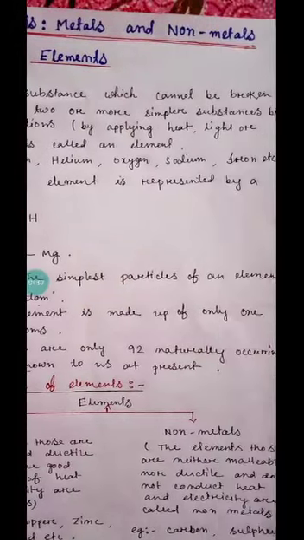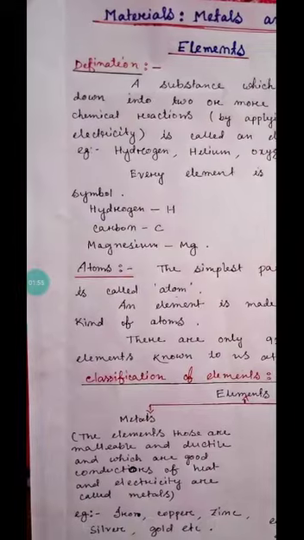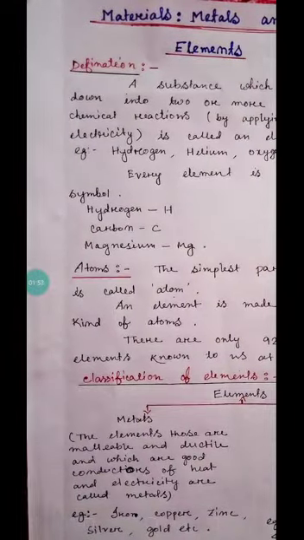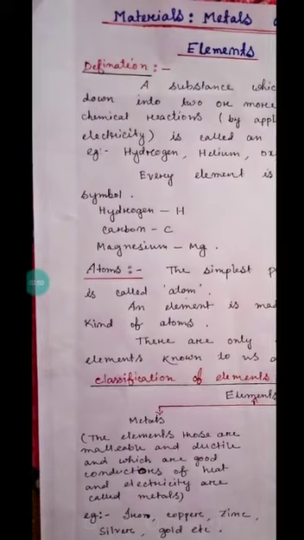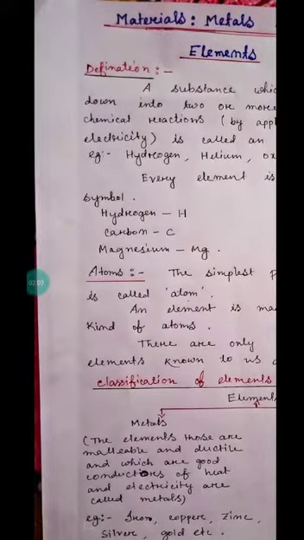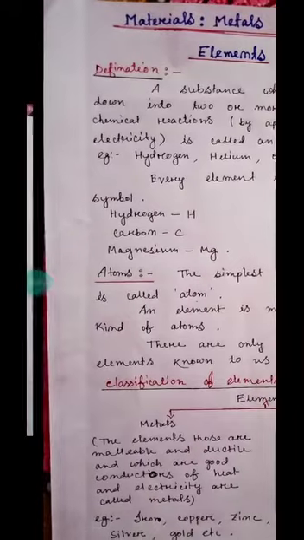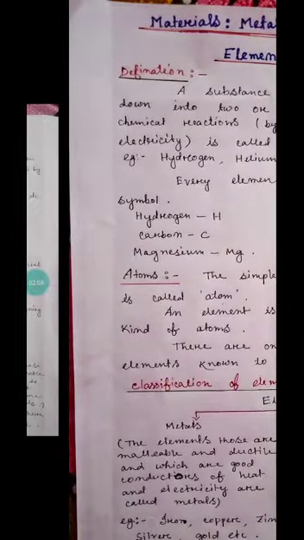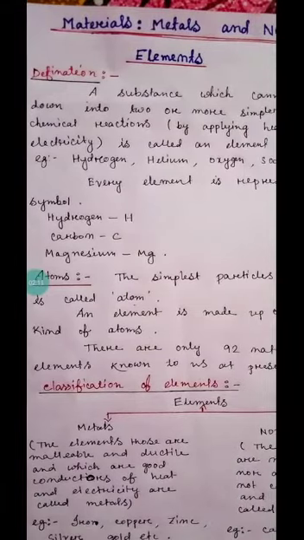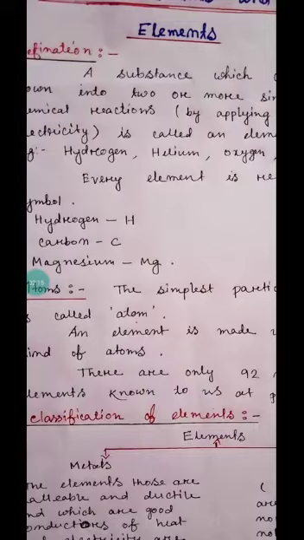Every element is represented by a symbol. All the elements have separate symbols. A symbol is the short way to write an element. The symbol of an element also represents one atom of that element. Symbol of hydrogen is H, symbol of carbon is C, and magnesium is represented with Mg. So these are the symbols of some elements.